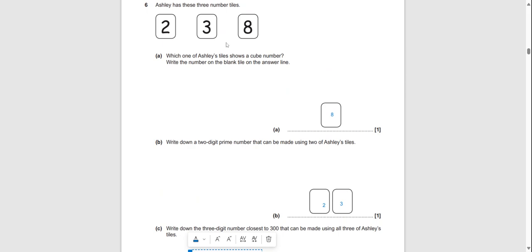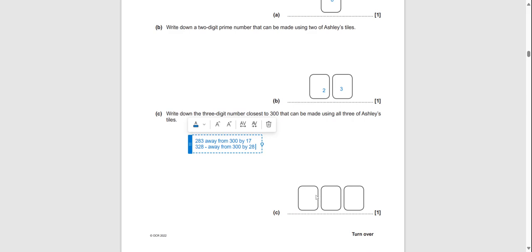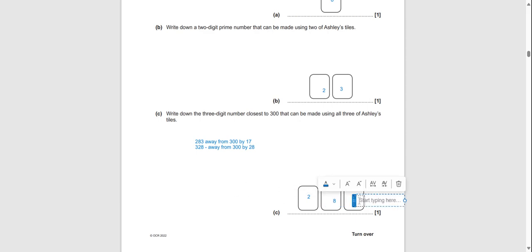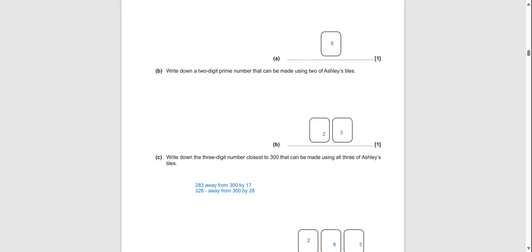We're not going to start with 800. 328, 382, nope. 238 or 283. So we've got our combinations there, and we know that 283 is the closest 3-digit number to 300 using these tiles. And again, this is calculator, so you could have done that quicker than I've done that just by using a calculator.